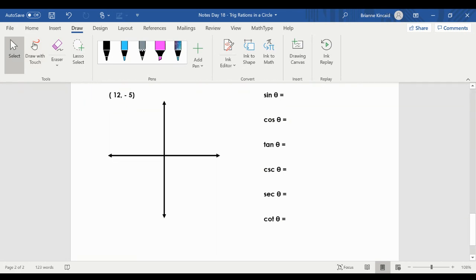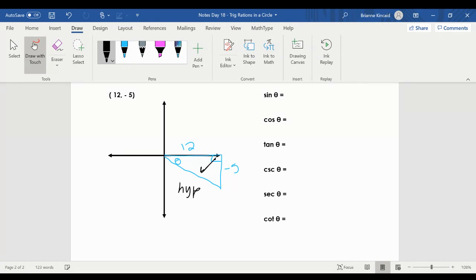All right, so one final example we're going to do. This time we are doing 12, negative 5. So I'm moving 12 to the right and down 5. Remember, you are always then connecting back to the origin. There's my theta. When you are doing these problems, you're going to be finding the hypotenuse every single time because you're already given an x and a y. So I'm plugging into Pythagorean theorem again.